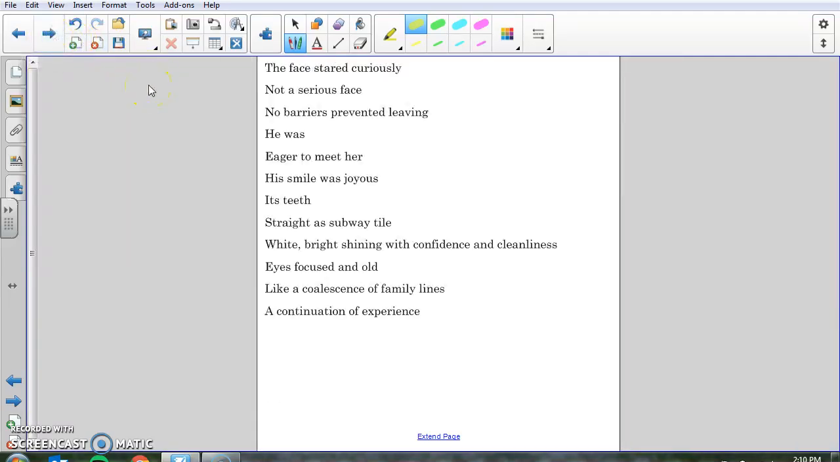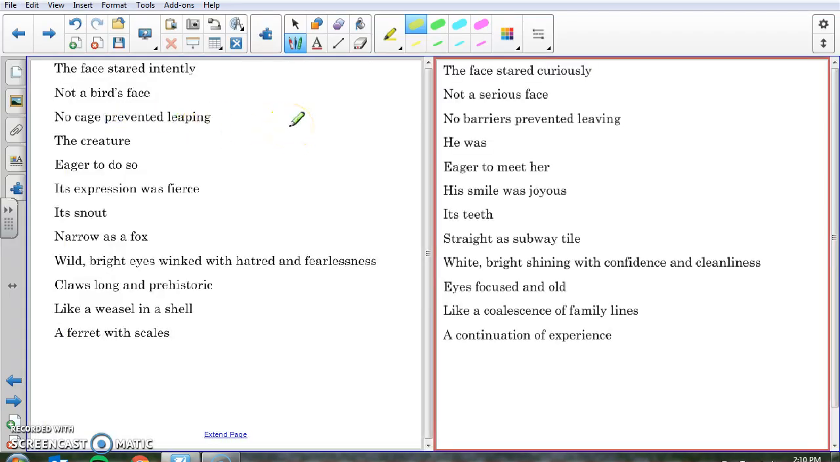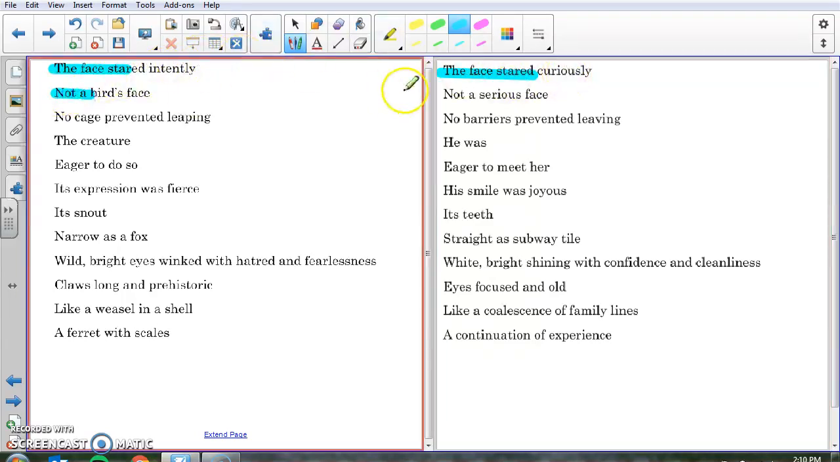Welcome back. So you can see this is the poem that I've written based off of the poem that I took from John Irving. And you'll see some things that I took that were very similar, such as "the face stared." However, I changed "intently" to "curiously." I kept "not a bird's face," but changed it to "not a serious face." I kept the face there as well.